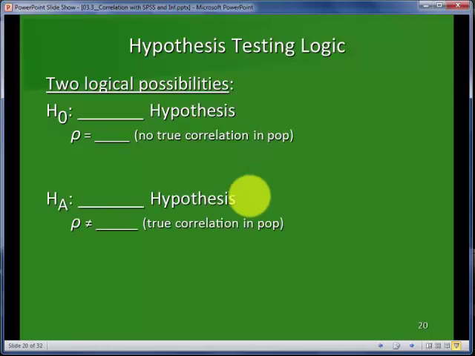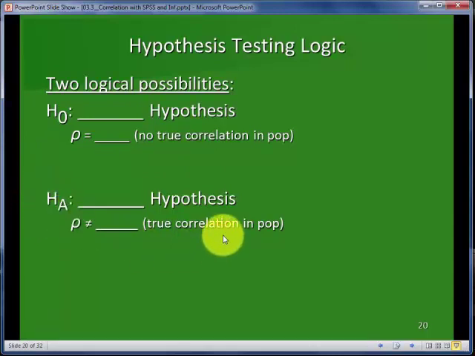The other logical possibility is called the alternative, so write that, alternative hypothesis, represented here with an A. The alternative hypothesis is that rho is not equal to 0. That's a simple way of saying rho is either some positive value or rho is some negative value, but there's something going on, according to the alternative hypothesis.